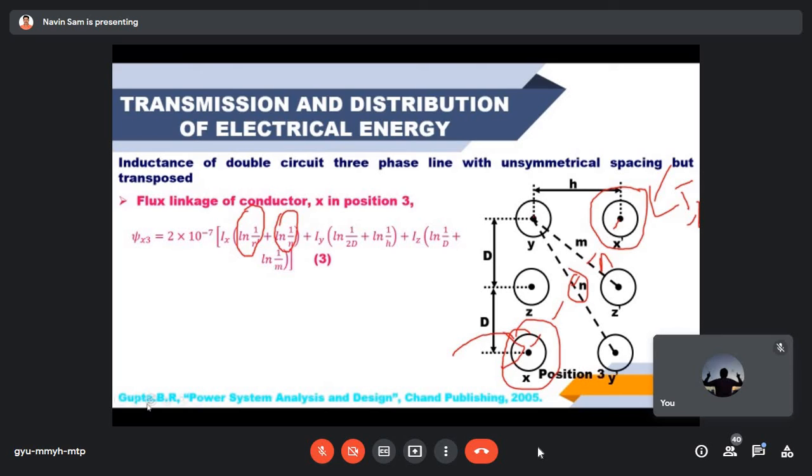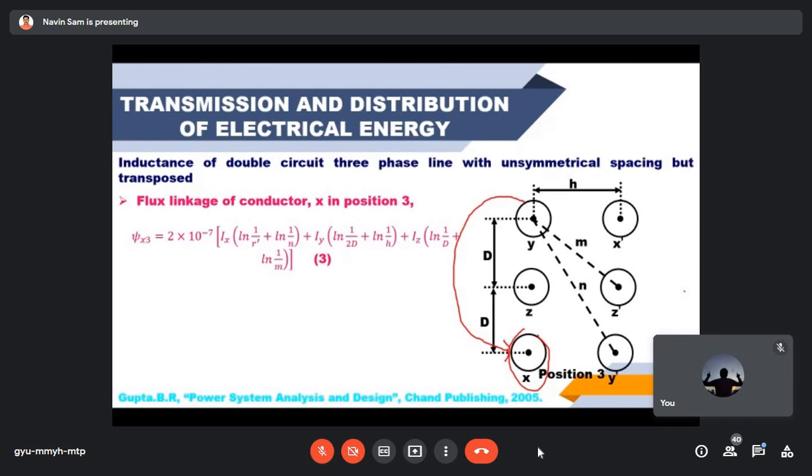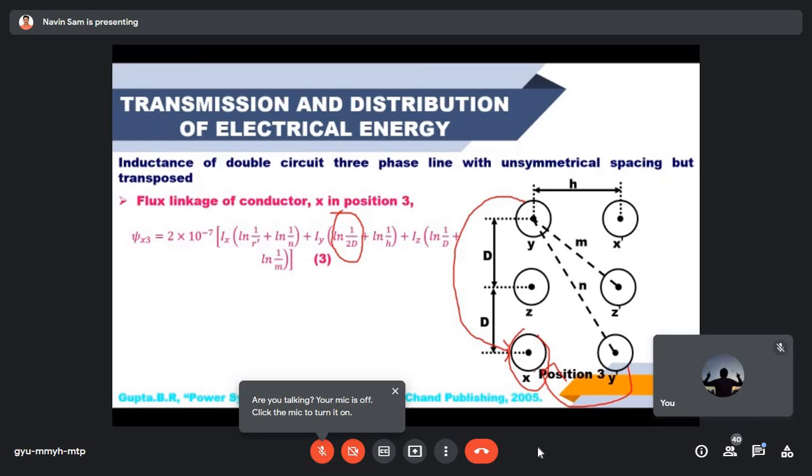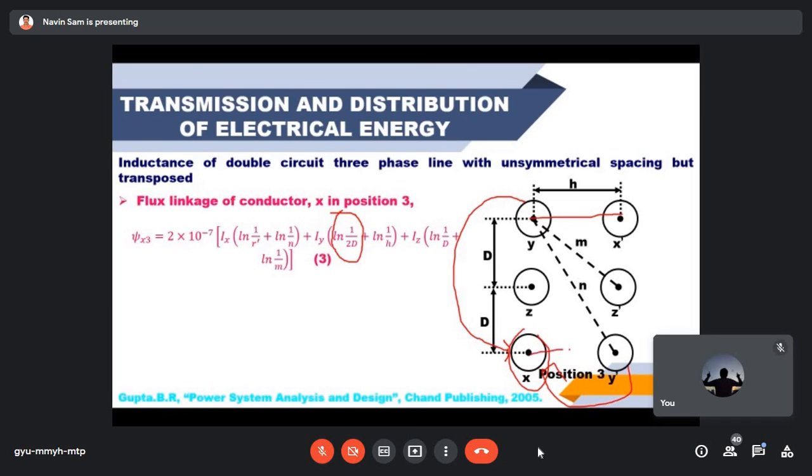Right, now coming to the next one. The conductor is X. There is a flow of current IY in conductors Y and Y dash, which will create a flux here. For Y, the distance between conductor Y and X is assumed to be 2D. That is the reason why it is ln 1 by 2D, so D plus D, it is going to be 1 by 2D. The distance between X and Y dash, Y and X is H dash, the same distance here again H. So that is why the second time it is ln 1 by H.